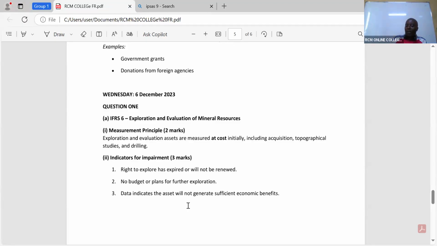You need a pump. How much does it cost you? You need the water towers up there. You need the pipe work to take this particular water to wherever you want. So whenever we talk of exploration and evaluation, we must always take these assets at cost. The cost includes any acquisitions that you have, if you have to acquire a few things here and there.